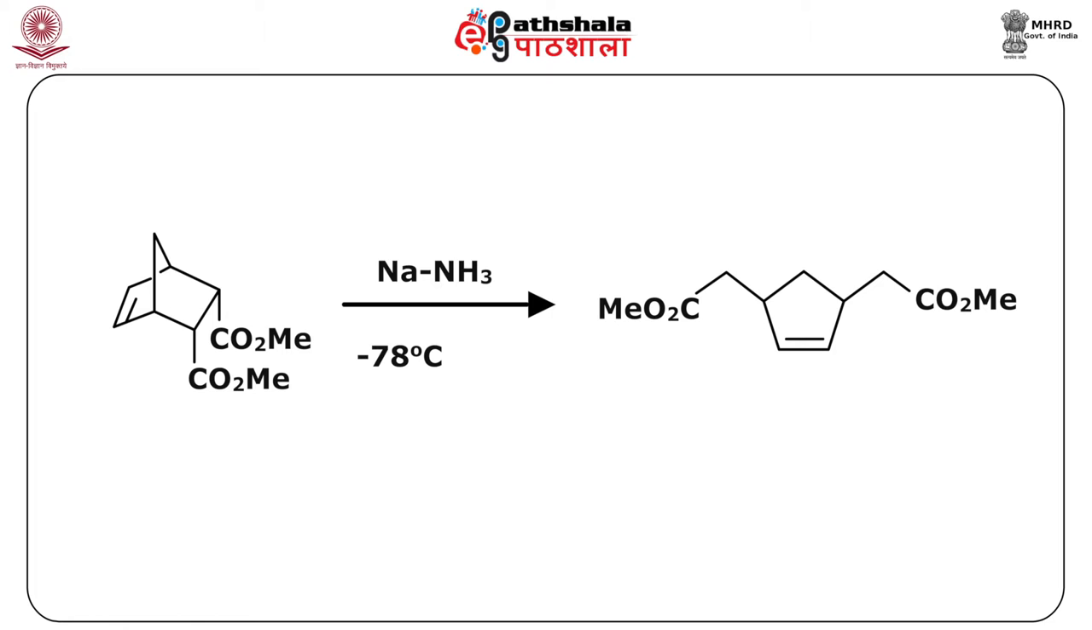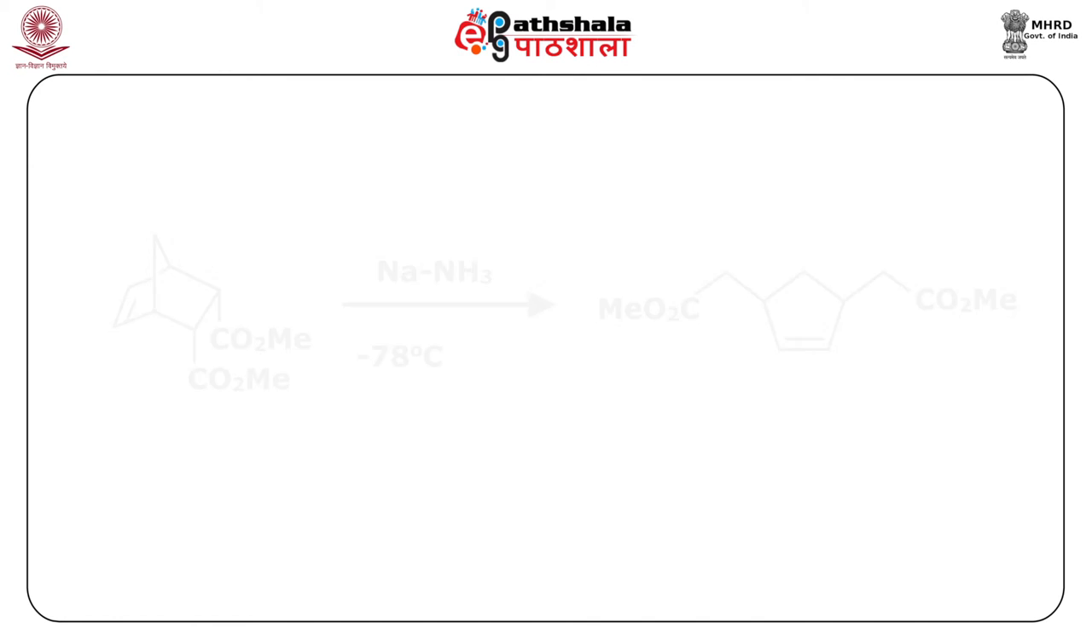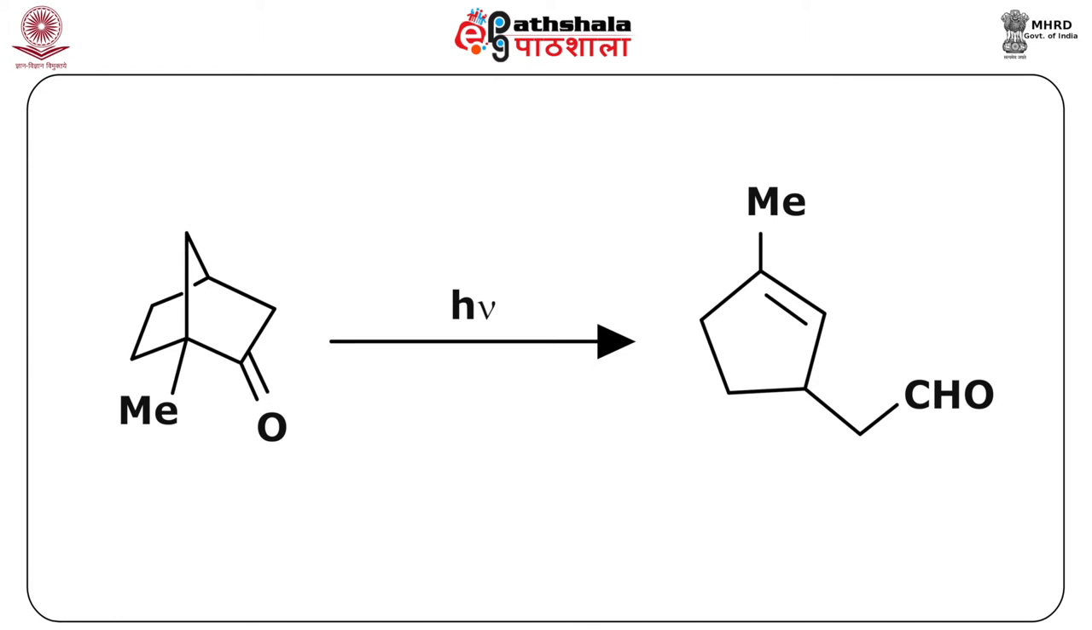For example, the carbon-carbon sigma bond in the succinic ester derivative of norbornene has been found to undergo cleavage when reacted with sodium and ammonia at minus 78 degrees temperature. This concept was used by Gassman and Creary to get the ring opening of the norbornene derivative to yield a cis-1,3-disubstituted cyclopentene derivative.